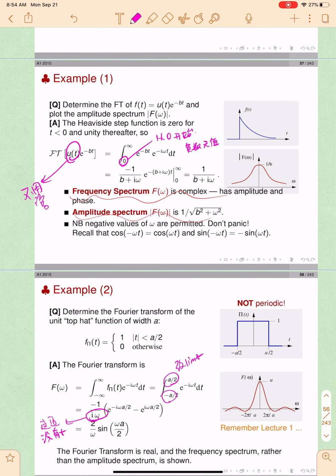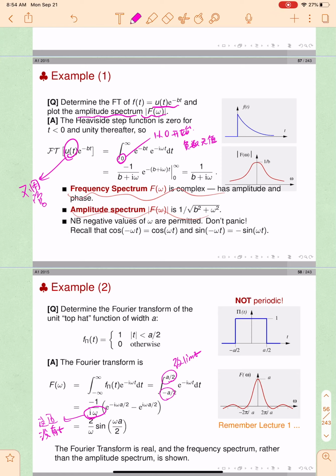Example: if you are given an exponential decay function, plot the amplitude spectrum for F omega. So we want to Fourier transform it. Then I change the limit to 0 because it only starts from 0, otherwise the value is just 0. Because u(t) is a Heaviside step function, you just let it be 1 there.